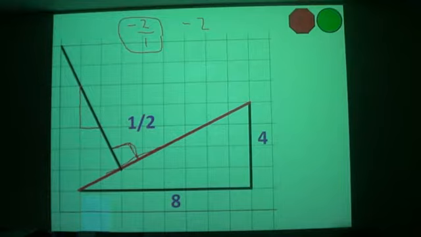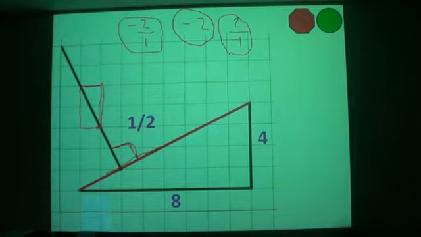I could go, my run is a positive 1, and my rise is a negative 2. So if I start here and I go up, that's a positive 2, but now I'm moving in a negative direction with the 1. So I have a positive 2 over a negative 1. That simplifies to negative 2. So the perpendicular to a slope of positive 1/2 happens to be negative 2, and there's the proof.